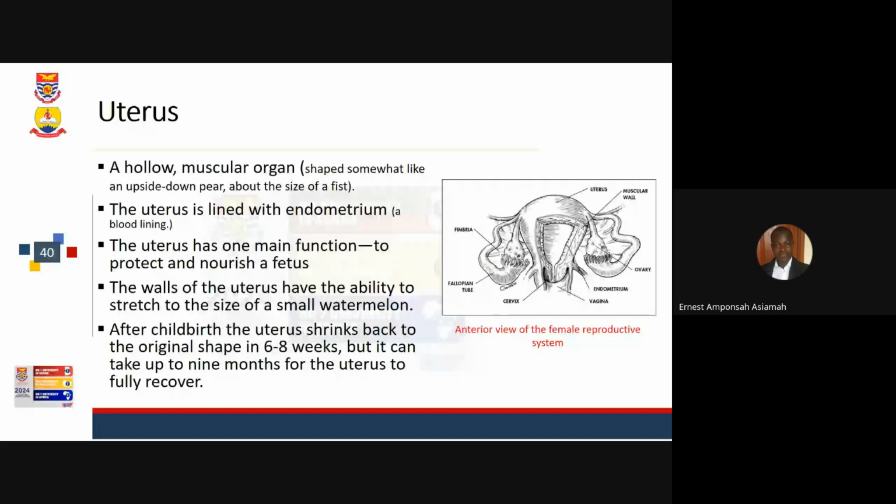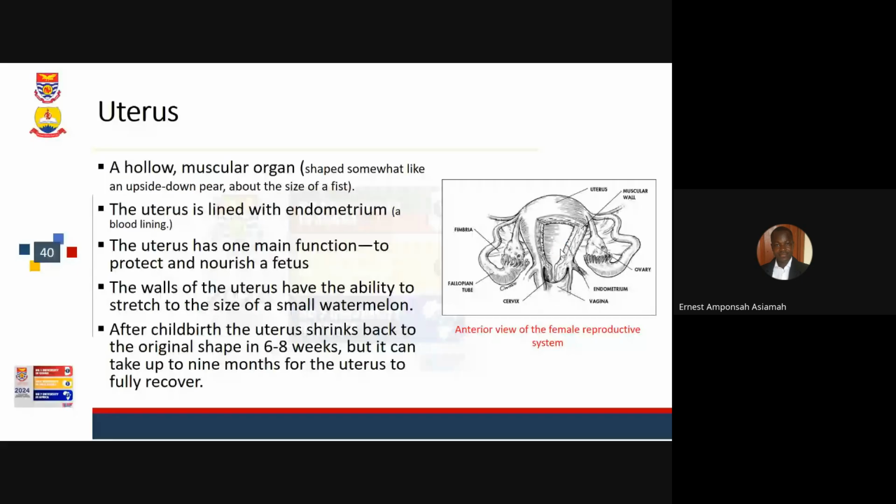So okay, the uterus, which is a hollow muscular organ, is shaped like an upside down pear. It's about the size of your fist. So you can make a fist, and you see the size of your uterus. The females can do that. Now the uterus has an epithelial lining, which is called the endometrium. The major function of the uterus is to protect and nourish the fetus. So the fetus develops in it, and it nourishes and protects it.